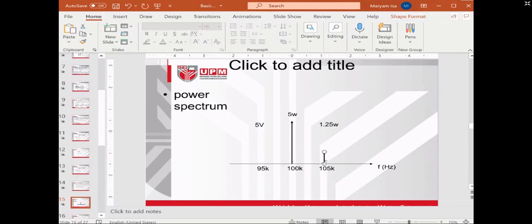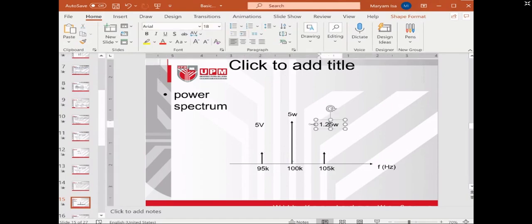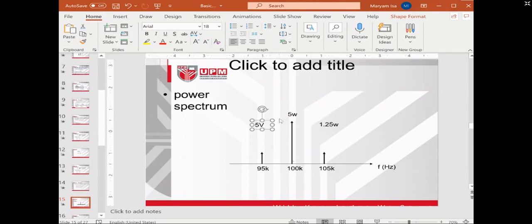You draw on your notes also, yeah? I'm not going to share this. I will just share the notes only. So the example, you have to write on your own and note the answer as well. Okay?